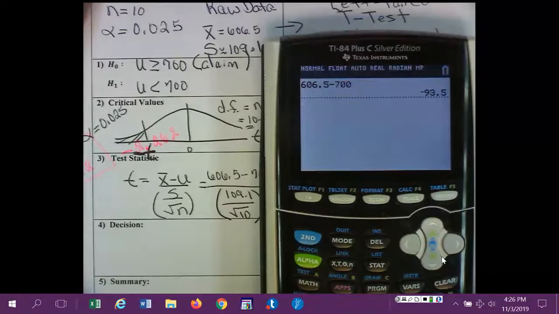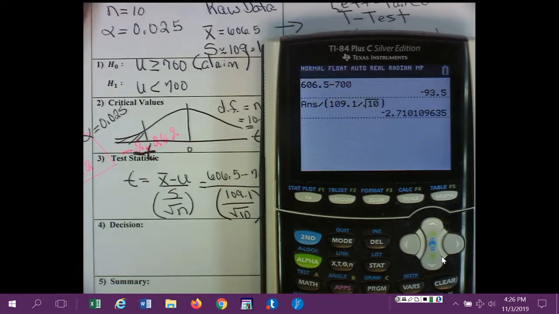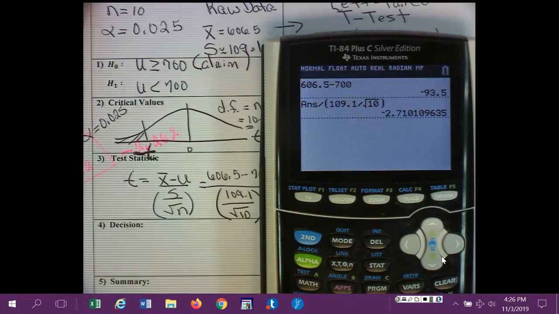Divided by, parentheses, 109.1 divided by the square root of 10. Negative 2.710. And you'll round to three places because it's coming from the t table. Negative 2.710.